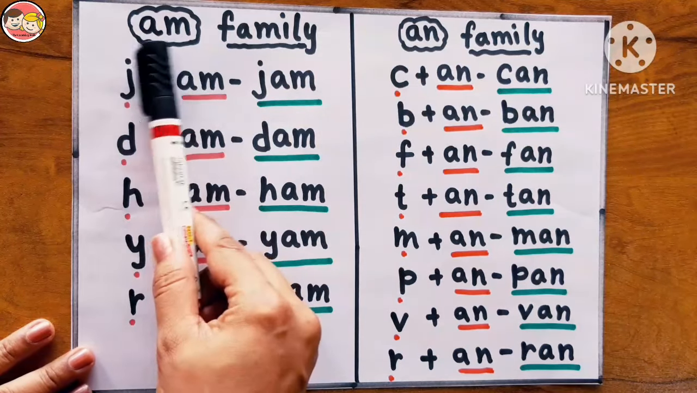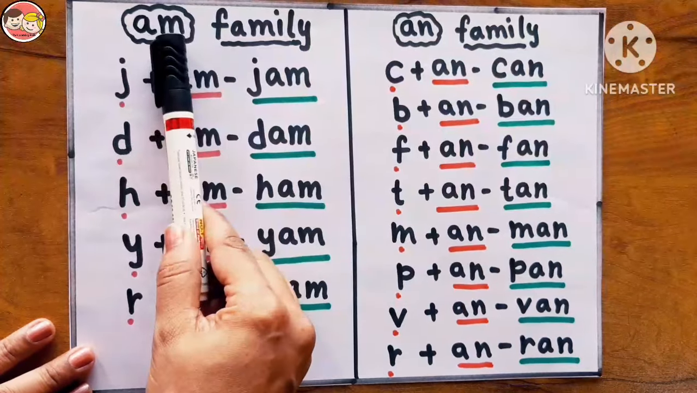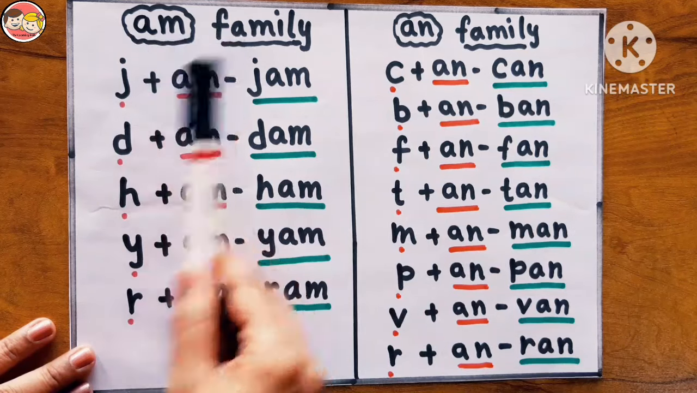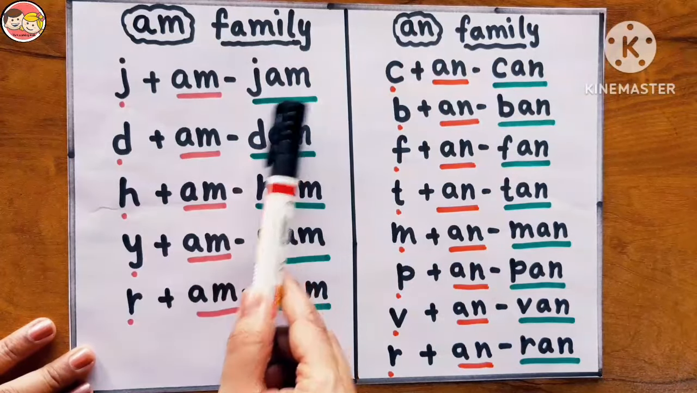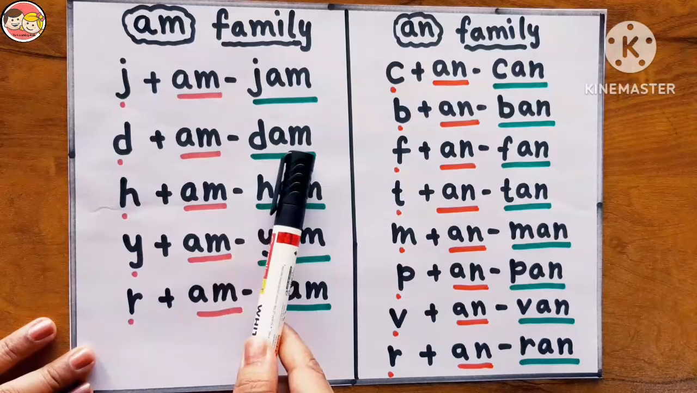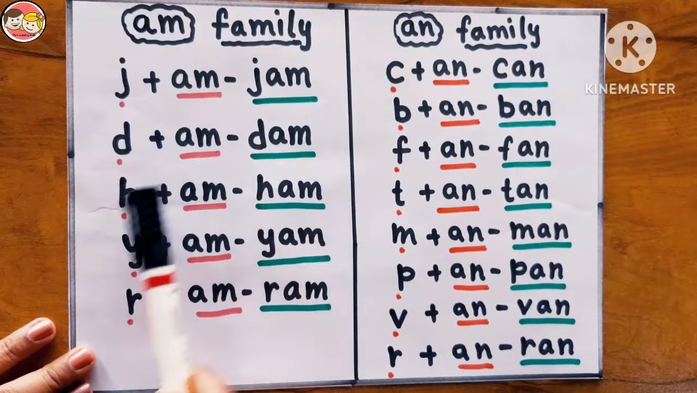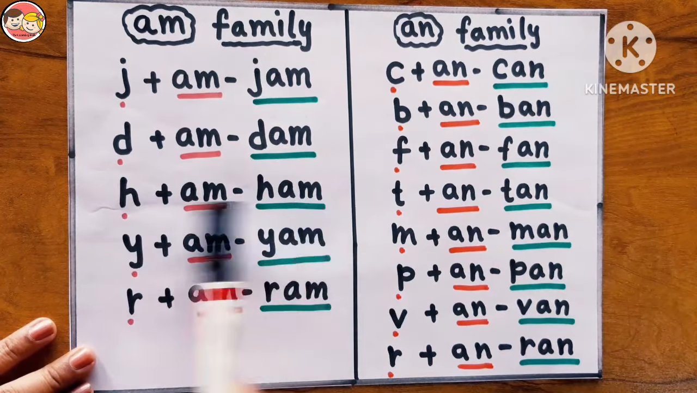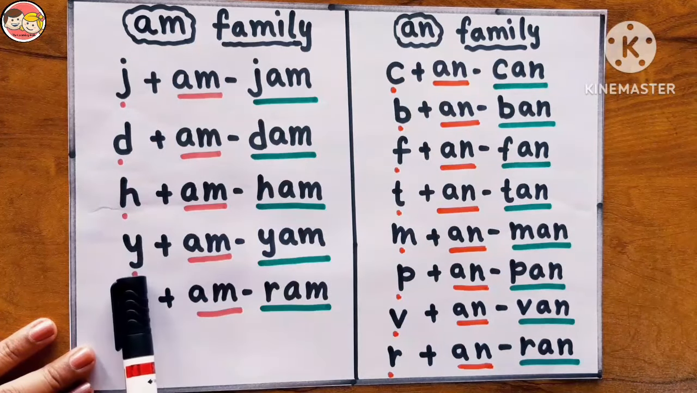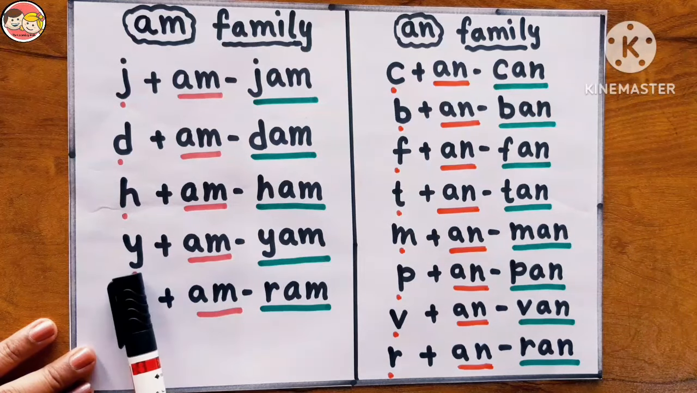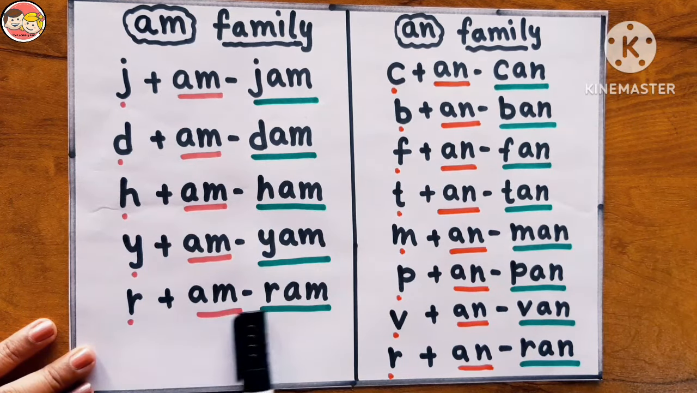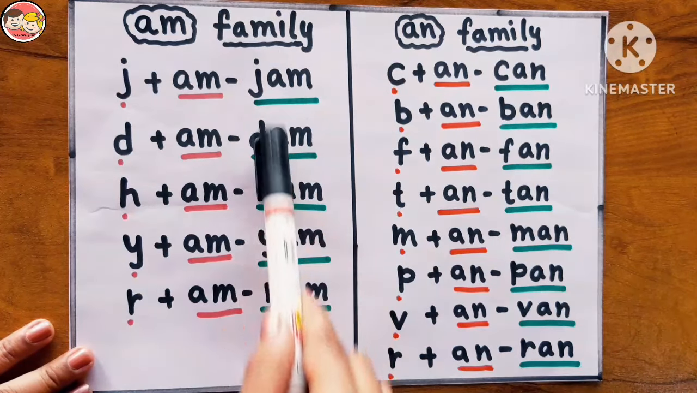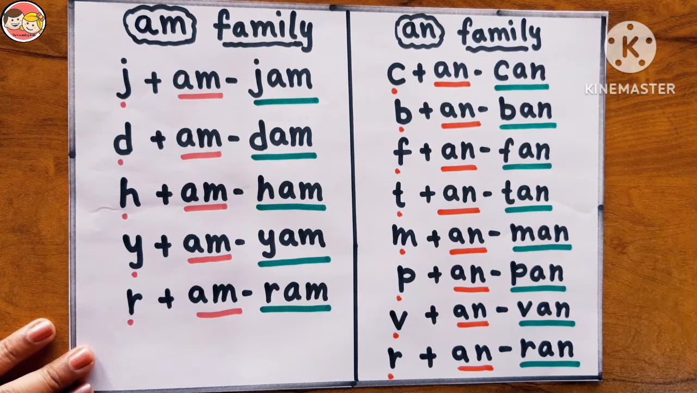Next, AM family words. A, m, am. This is a two-letter blending word. J, am, jam. D, am, dam. H, am, ham. Y, am, yam. R, am, ram. So these are all AM family words. Jam, dam, ham, yam, ram.